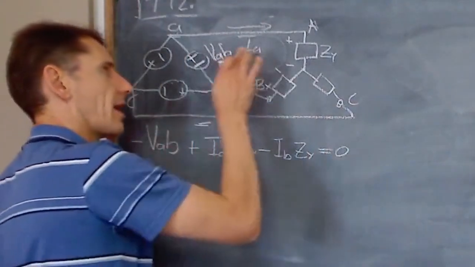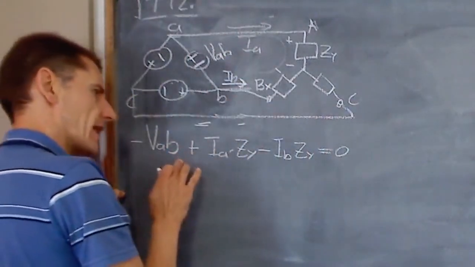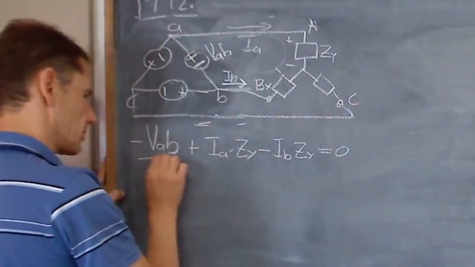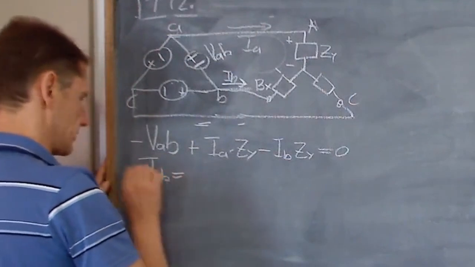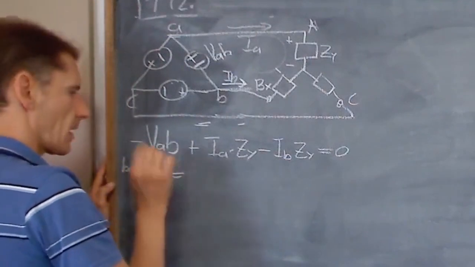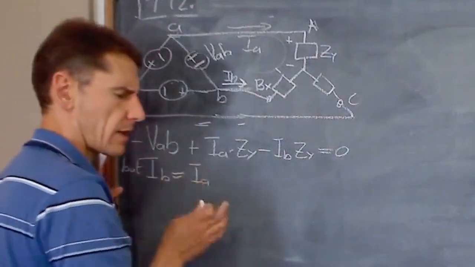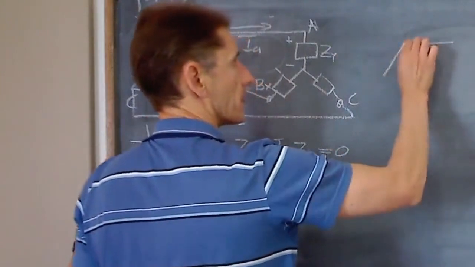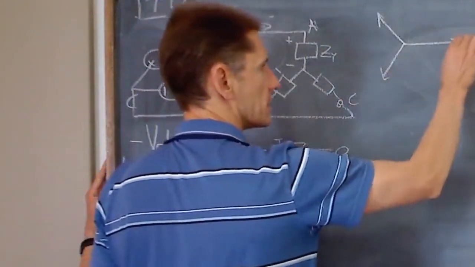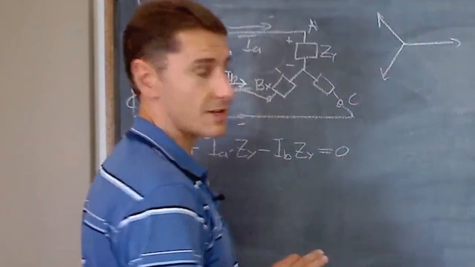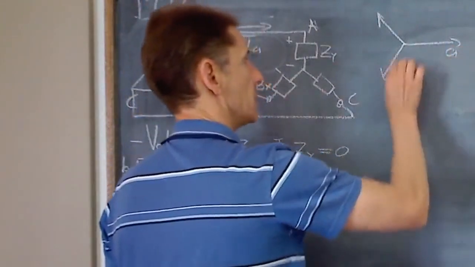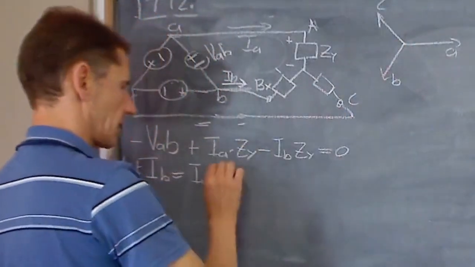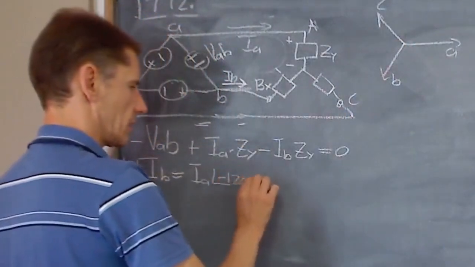Okay, but I wanted IA as a function of VAB, so I need to get rid of IB. Can I substitute IB with something times IA? Yes, you can. IB equals something times IA. What do you have to do with IA to get to IB? Now, I've been doing this for more than 20 years. If I don't draw the pictures, I get lost. Okay. B, C. What do I have to do with A to get to B? I have to subtract 120 degrees.